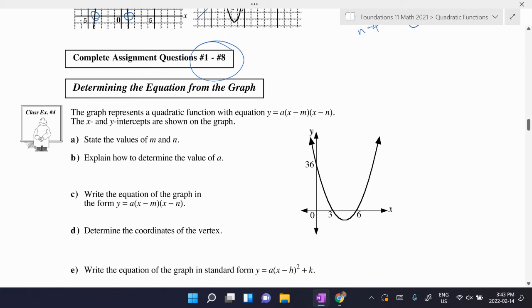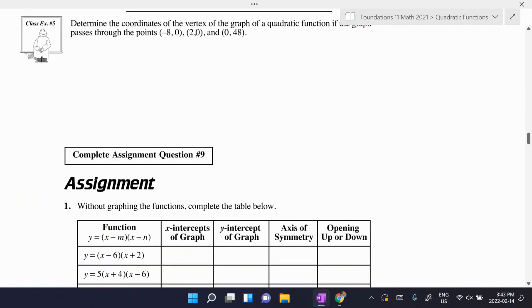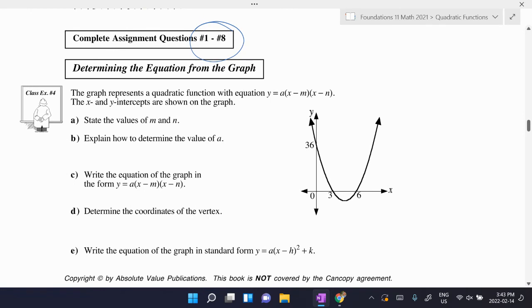When you're done that, come back. And I'm going to do this example next, and then you could do question 9. Okay? So pause me right now. Go ahead and do that.